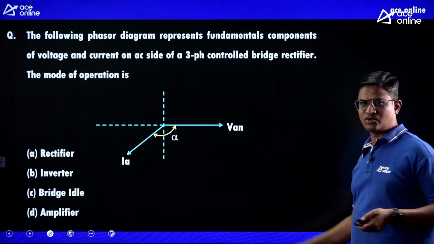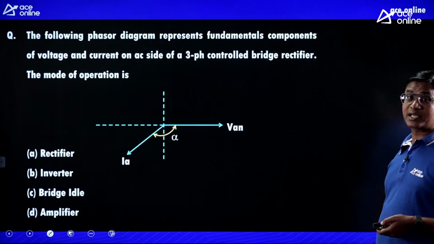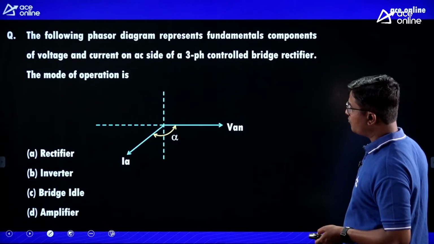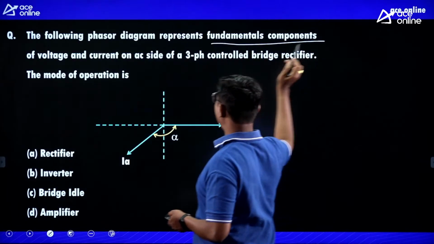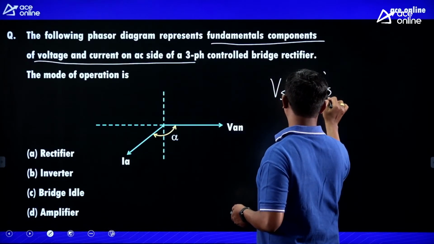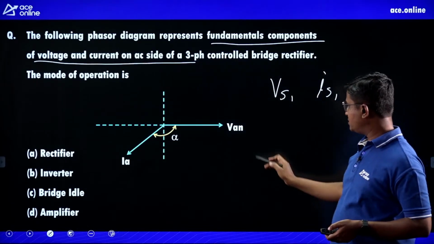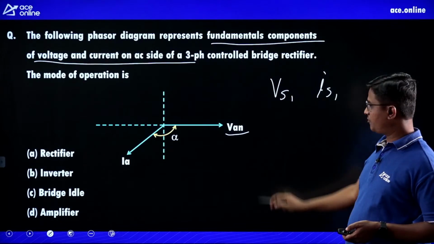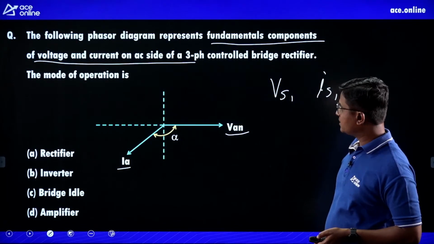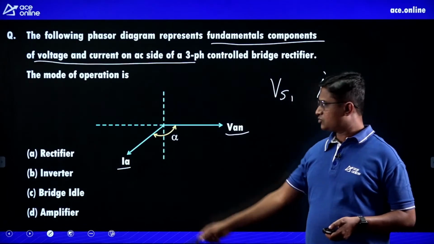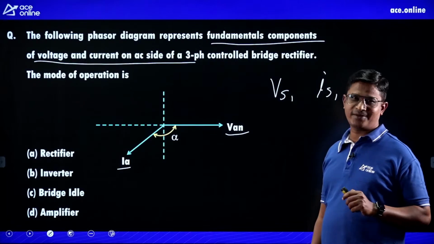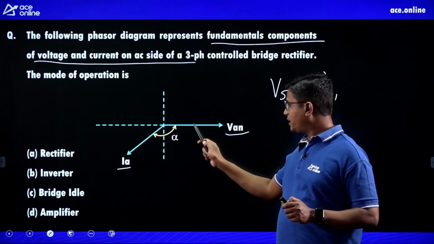Let us have some discussion on some questions related to the second chapter. The following phasor diagram represents fundamental components of voltage and current. They have given the fundamental component of source voltage and the fundamental component of phase A current, and they are asking the mode of operation. They have given 4 options. This question was asked in one of the examinations. Here we need to understand, this is the voltage, this is the current.